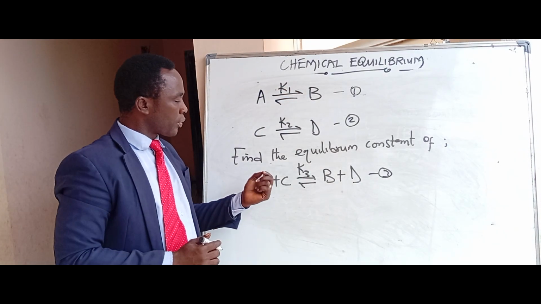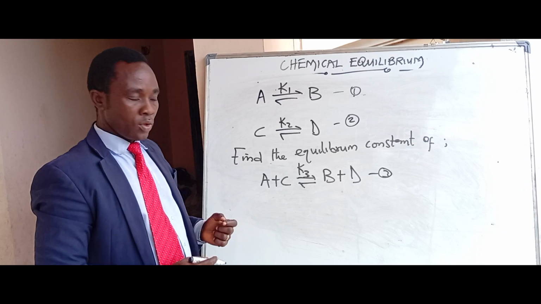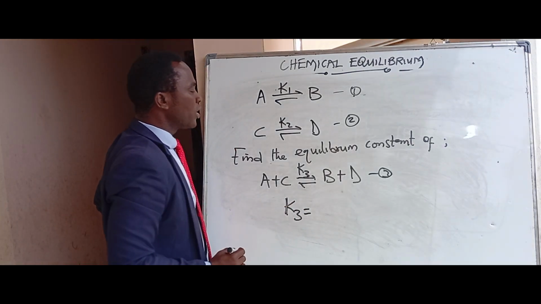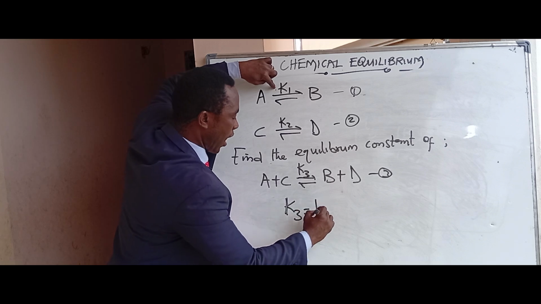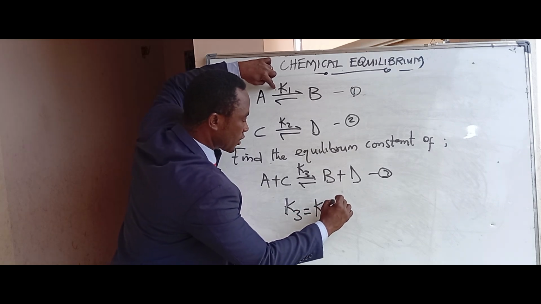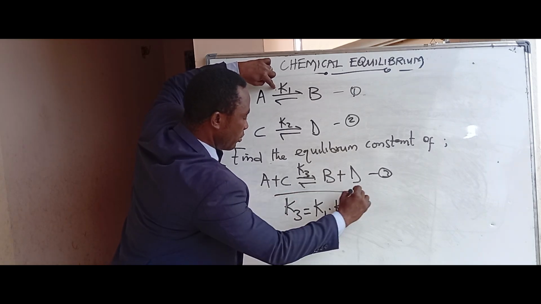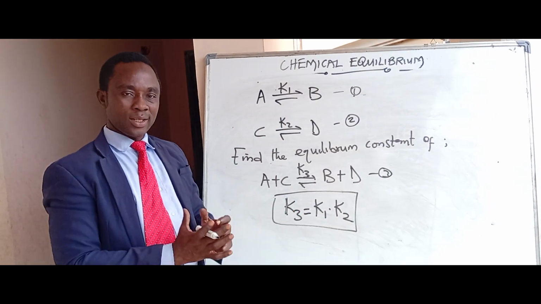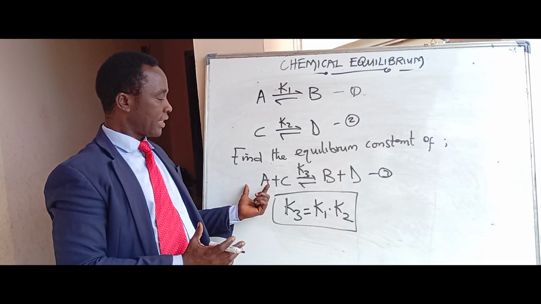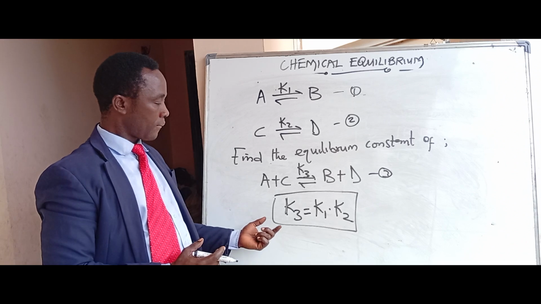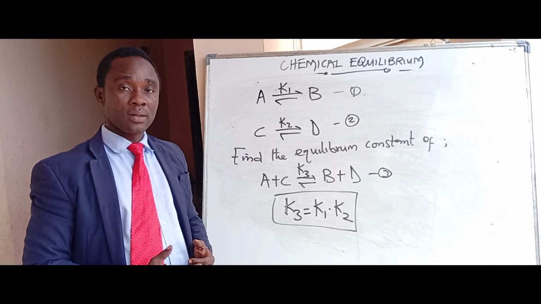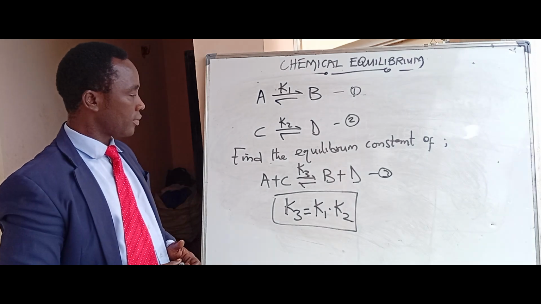What will now be the equilibrium constant K3? We are saying that the equilibrium constant K3 will be equal to the product of K1 and K2, because it is reactions 1 and 2 that were added up to produce 3. So that is why it is the way it is. It can also be proven, like we proved the other one.